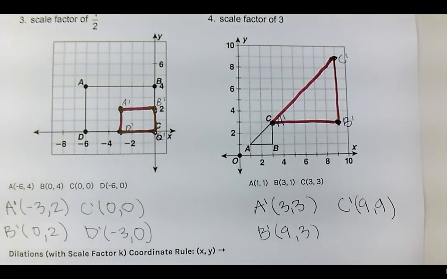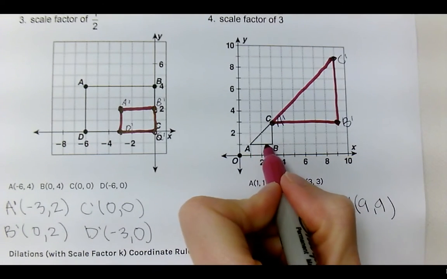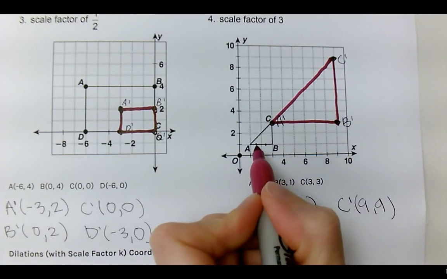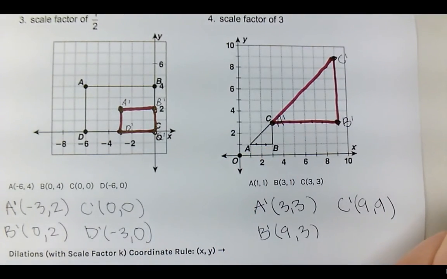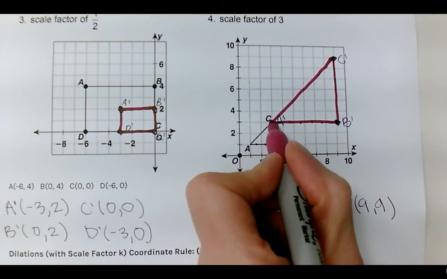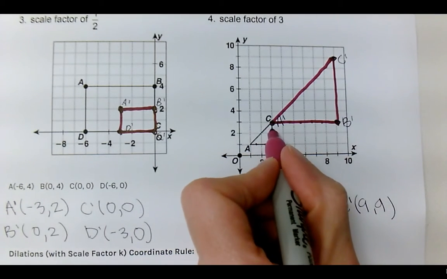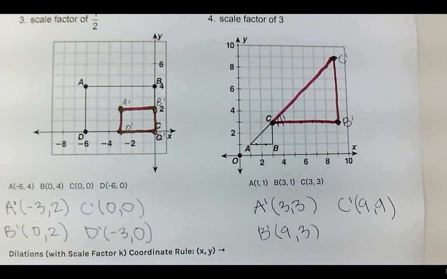So this triangle is now 3 times as large as it was. So this original side length AB, it was 2 units long. Now it's 1, 2, 3, 4, 5, 6. 3 times as long, 6 units. And same for this length between C and B. It was 2, and now it's 6.